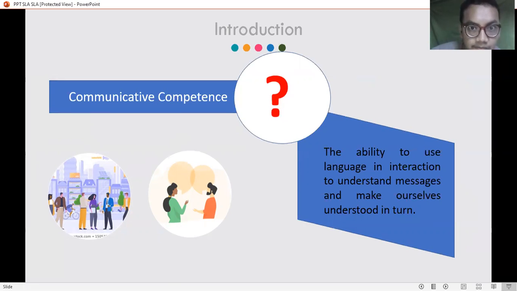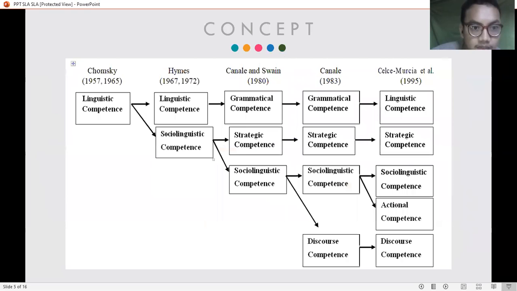Next. So this is the concept of communicative competence. Communicative competence is a term coined by the anthropological linguist Dell Hymes. He put forward this notion in response to the theories of the formal linguist Noam Chomsky, who focused on linguistic competence and claimed that any consideration of social factors was outside the domain of linguistics.